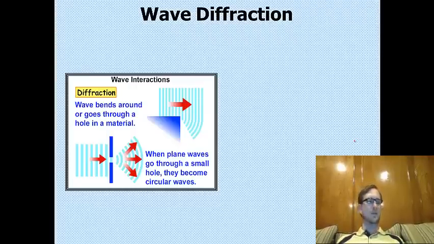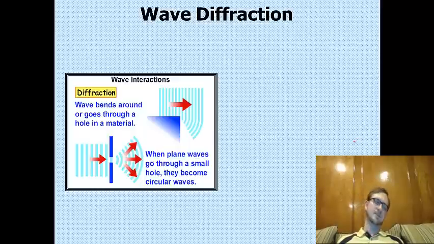Our next wave interaction is called diffraction. Don't be confused because we have words that sound similar, refraction and diffraction. Diffraction happens because a wave bends around or goes through a hole in a material. There's some kind of opening, the space has increased for the wave to go through, and so when there's this blank area the wave is moving by, it'll spread out and occupy that area.